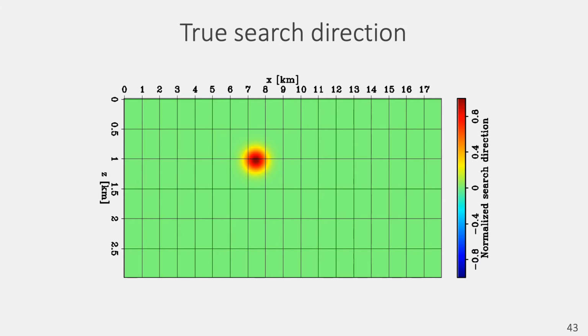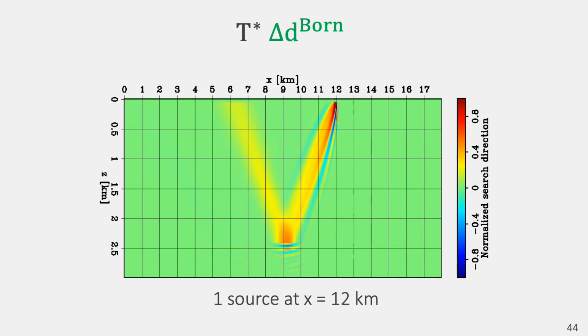Now here, if we assume that the reflectivity is given, we know the position of the reflector, the only unknown we may want to recover is the velocity perturbation delta v. And for that, we're going to apply T star to the born data difference delta d_born. This panel shows the application of T star to delta d_born, but computed for a single shot located at x equals 12 kilometers, using all available receivers at the surface.